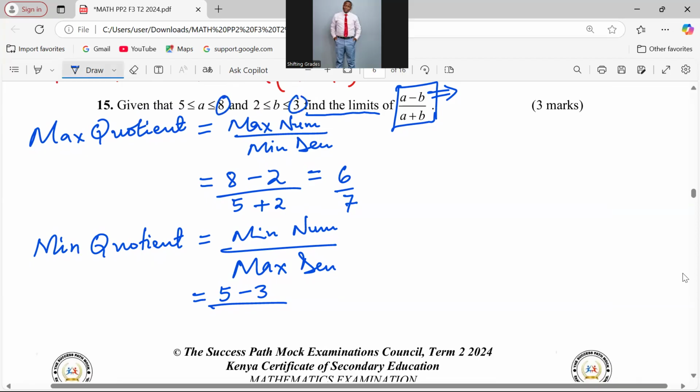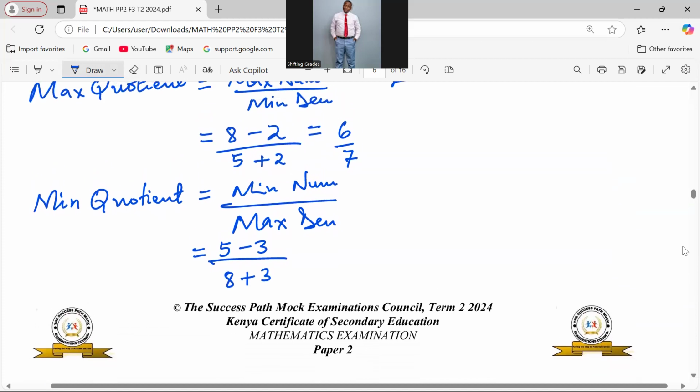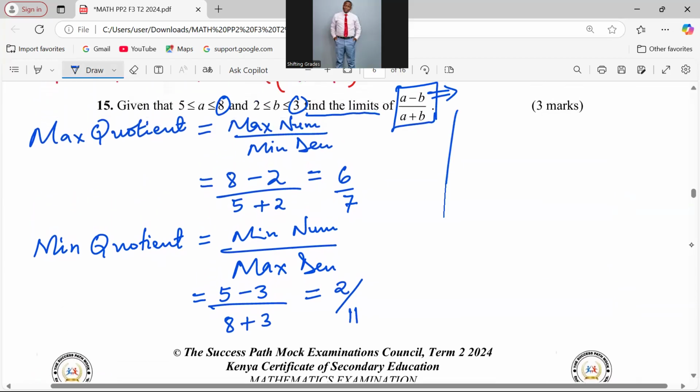8 and 3 added. So this will be 2 out of 11. So the limits are the biggest value or the smallest value, 2 over 11, all the way to 6 out of 7, the largest possible. So these are the two limits.